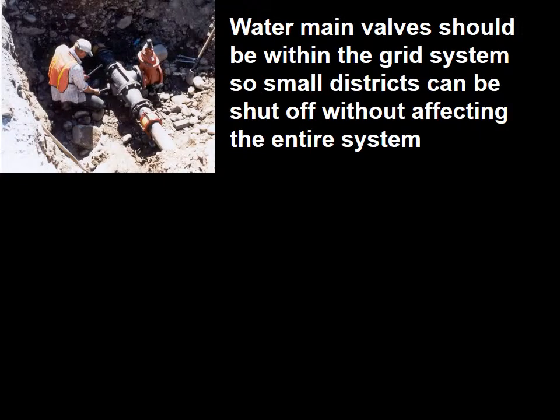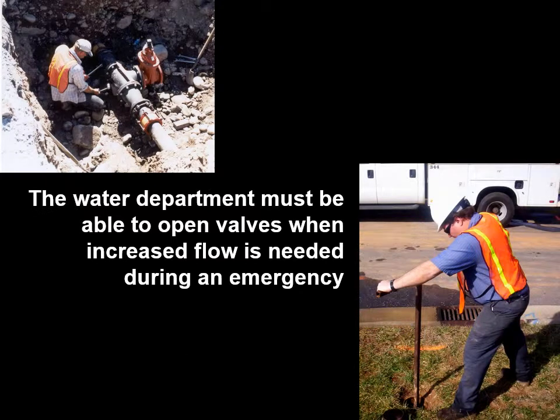Water main valves. Valves should be within the grid system, so small districts can be shut off without affecting the entire system. The water department must be able to open valves when increased flow is needed during an emergency. In the event of a main break, the valves may have to be closed to isolate areas.